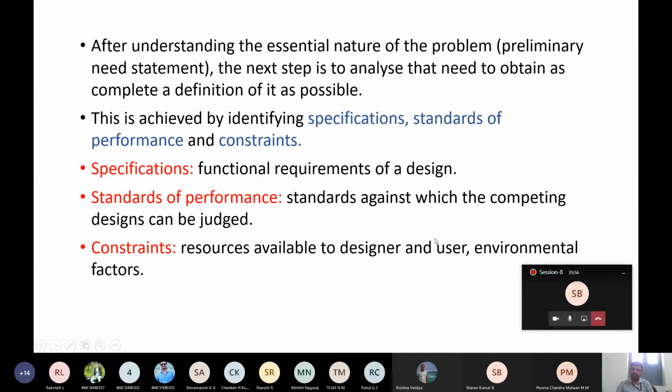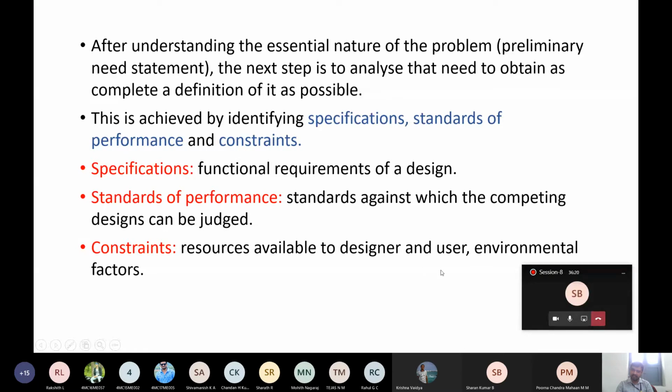Next, the user. After purchasing the product, the user also may need some resources. Suppose it is an electric car, then charging stations and service stations, whether they are available or not. That is a constraint for the designer, and he has to consider user constraints also.